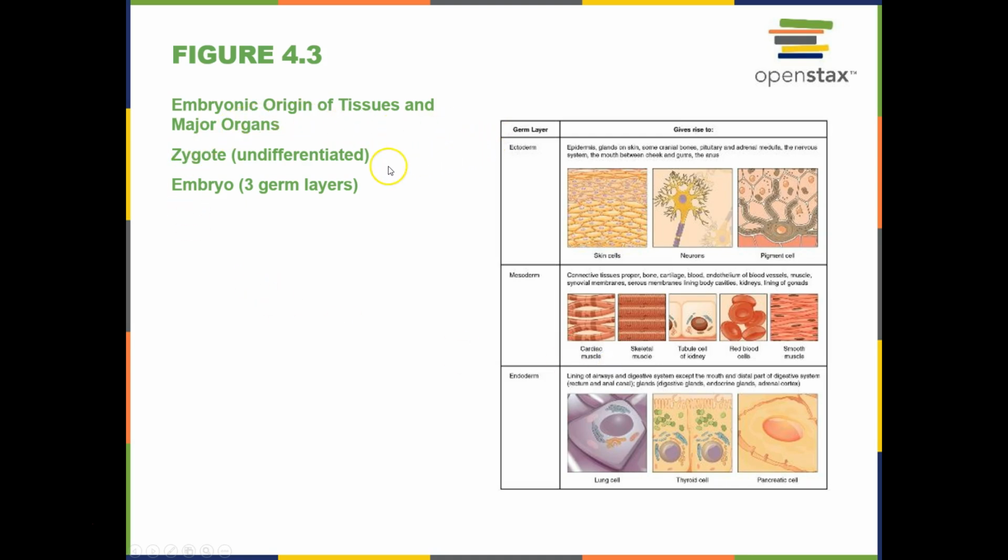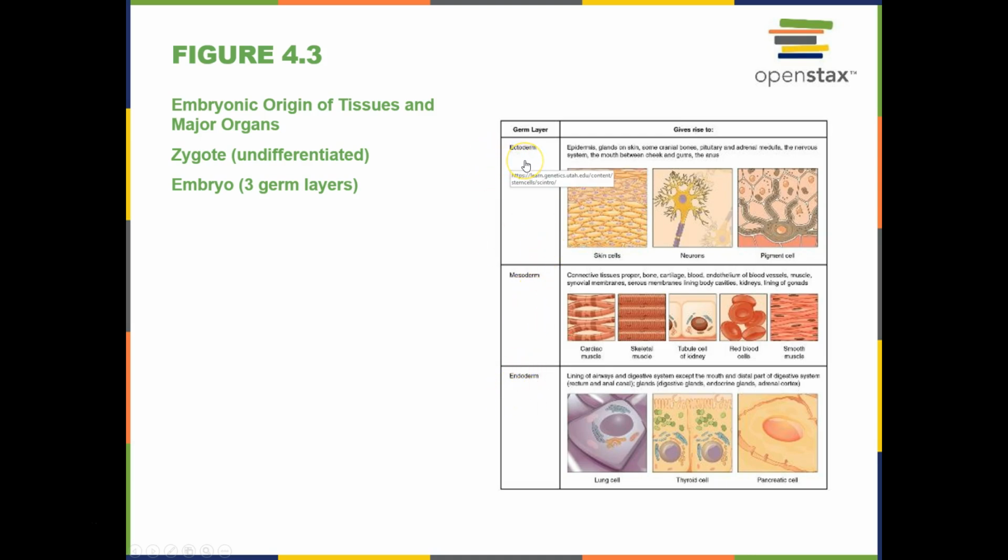So all of these tissues came from the same undifferentiated cell, and that is called a zygote. The zygote is a totipotent stem cell that eventually undergoes multiple mitotic divisions and specializations. And by the end of week 3, we no longer have a single cell. We have a multicellular organism that has 3 different germ layers: the ectoderm, the mesoderm, and the endoderm.